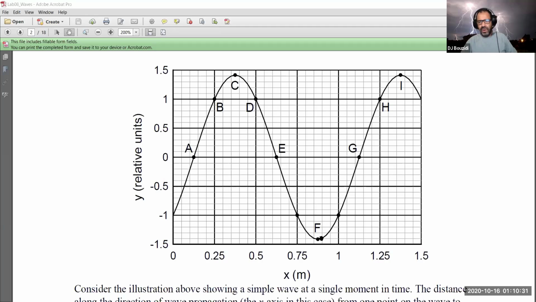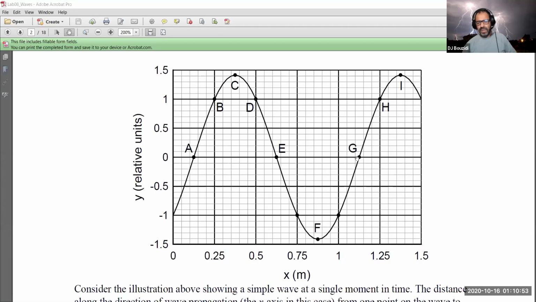The point F, on the other hand, this is a maximum for the point I. The point C is also a maximum. The point F also is a maximum, but in the opposite direction, okay? That's a trough, okay? So F and I are not identical.